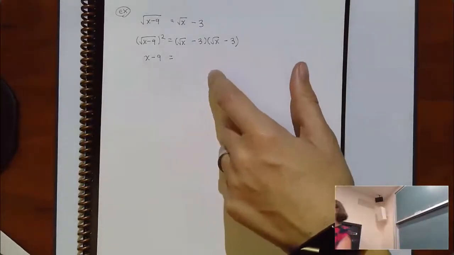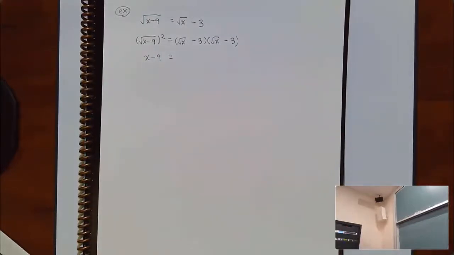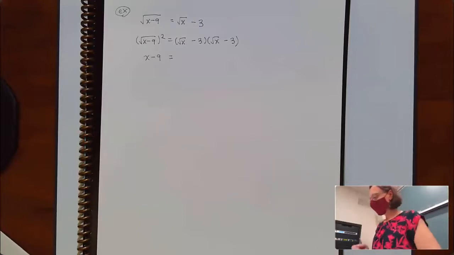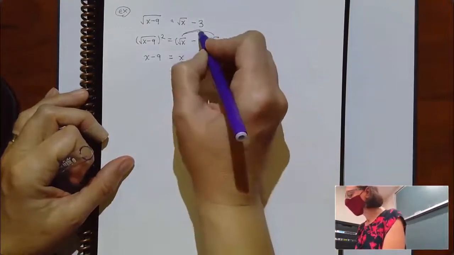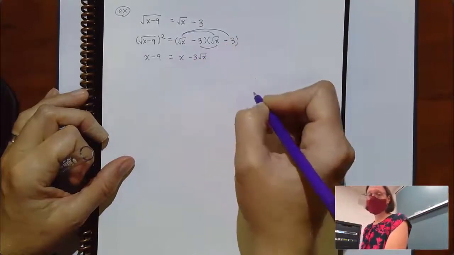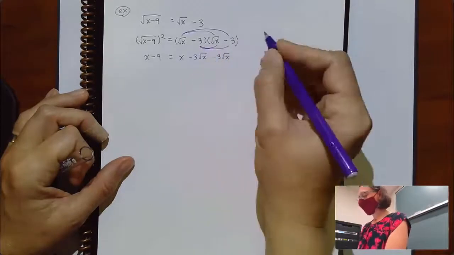So FOIL out that right-hand side. I'm thinking that might have been enough time. So when I do the right-hand side here, the square root of x times the square root of x is going to give me an x, and then I'll have a square root of x times negative 3 and another negative 3 square root x. And a negative 3 times negative 3 would give me positive 9.